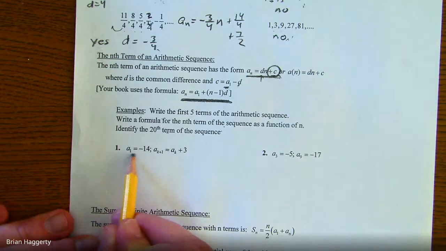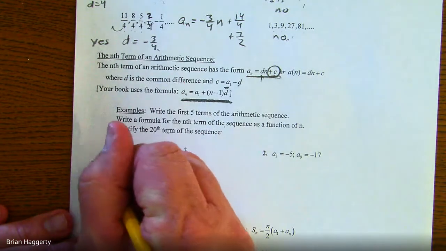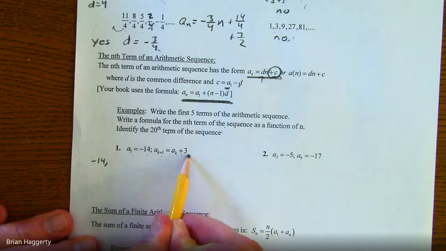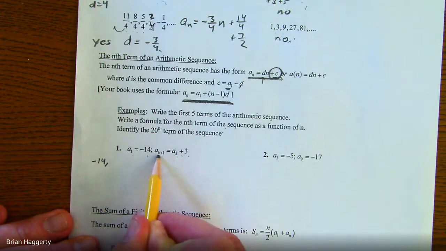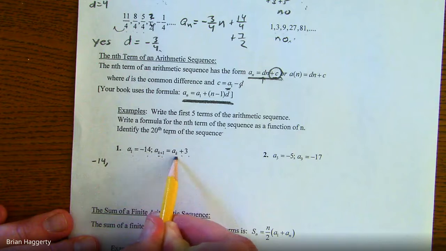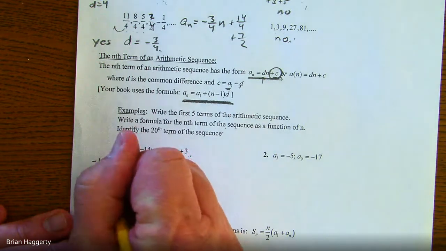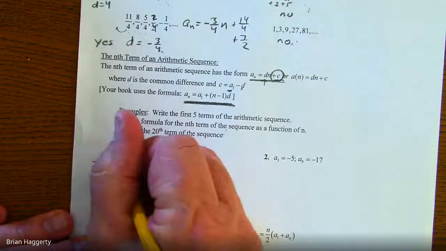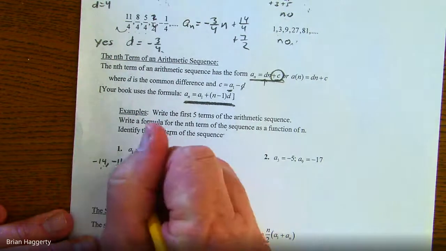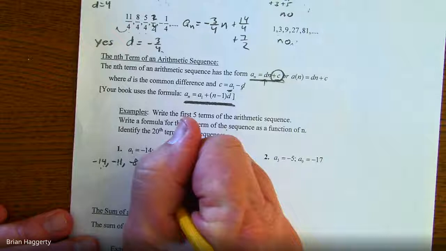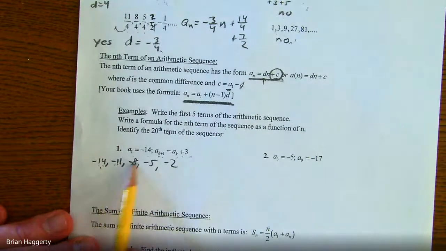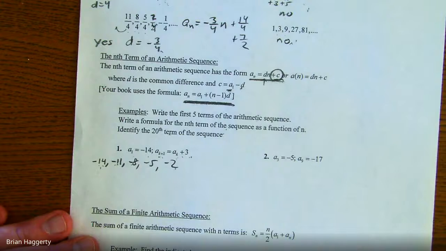So a sub 1 is negative 14. A sub k plus 1 is equal to a sub k plus 3. That means wherever you are, take the term before it and add 3. Take the term before it, add 3. Add 3. Add 3. Add 3. Is that 5? Part 1 done.